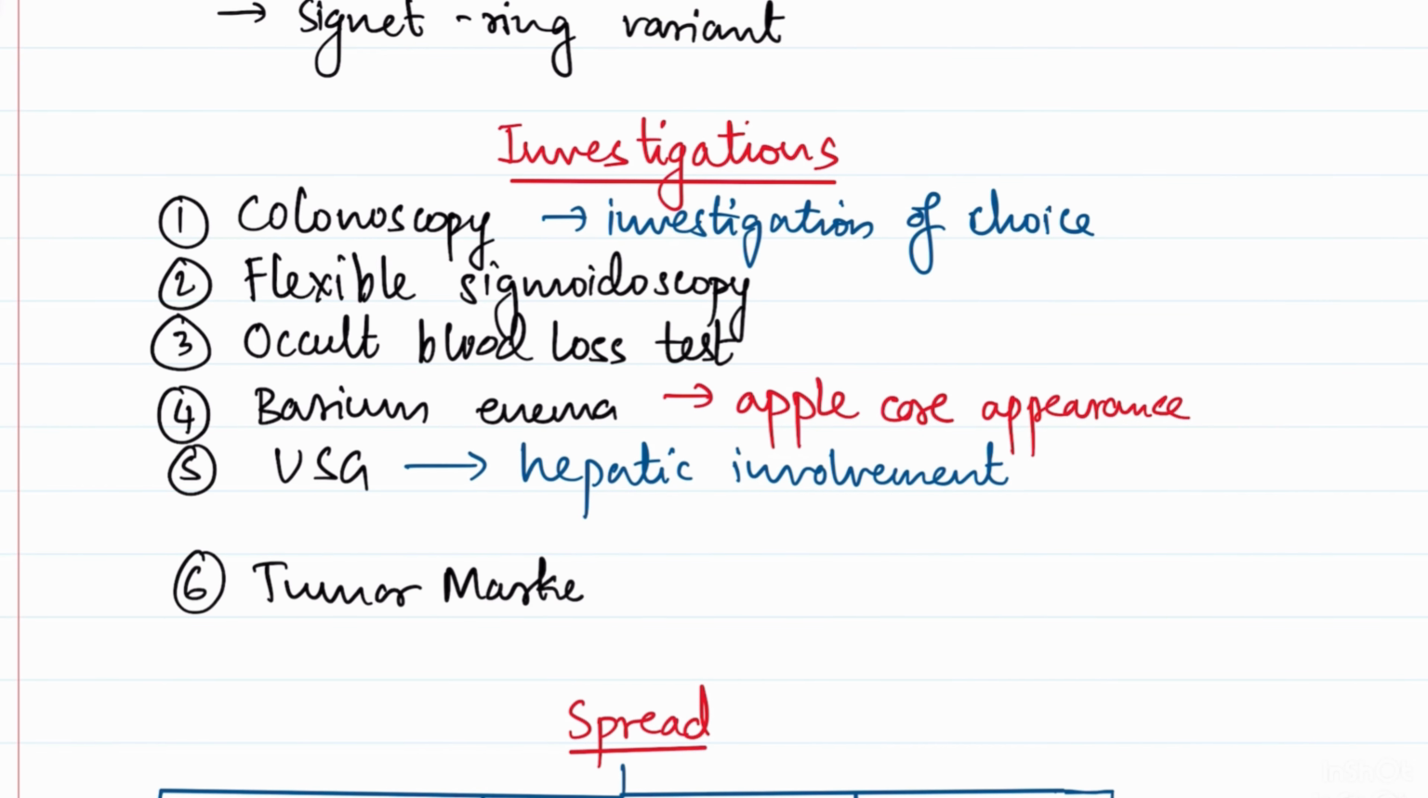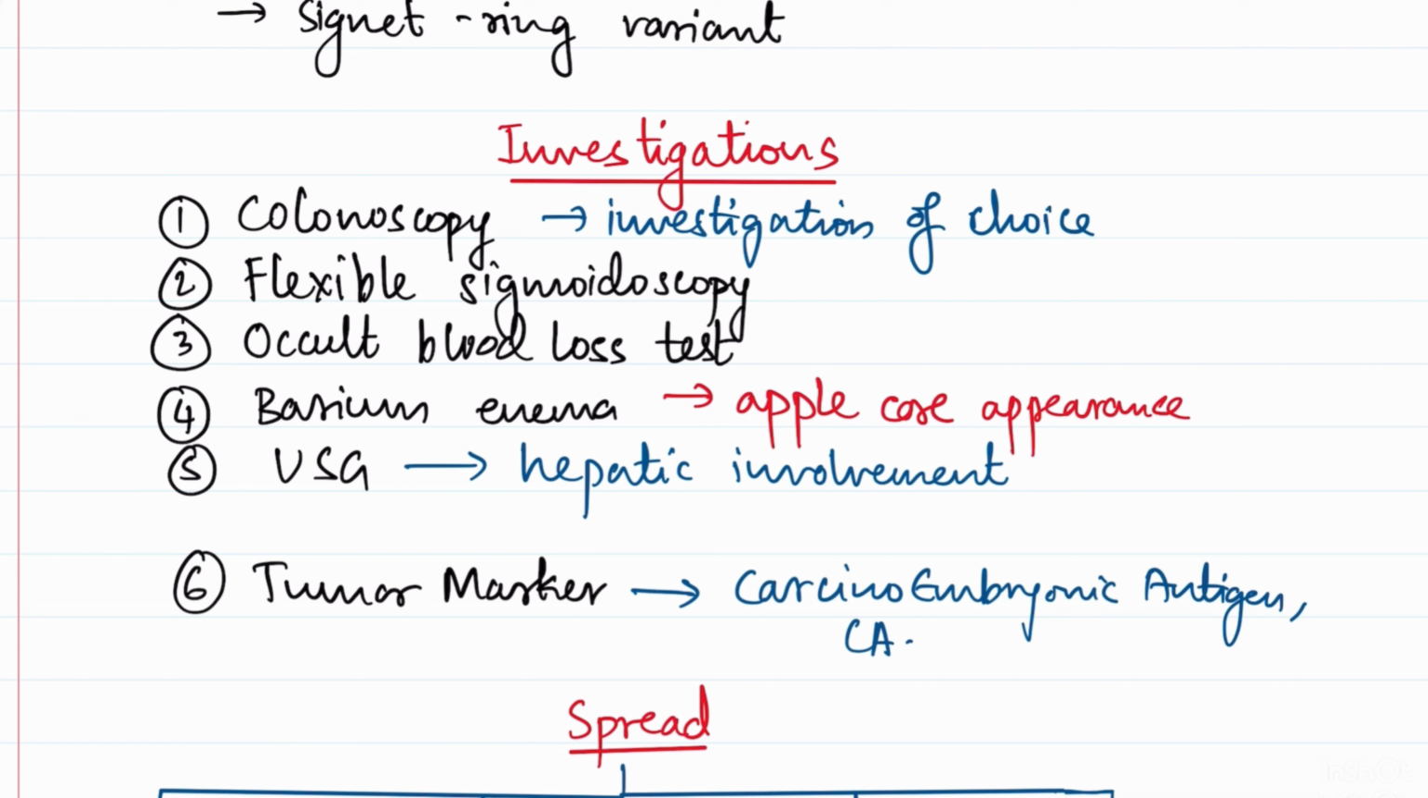In addition to that, we also have to remember the tumor markers that are generally used. The two important markers are CEA, that is carcinoembryonic antigen, and the level of CA 19-9. The most important of these investigations is colonoscopy, which is endoscopy of the colon, and we can take the biopsy, or we can also look at the sigmoid if sigmoid involvement is there.